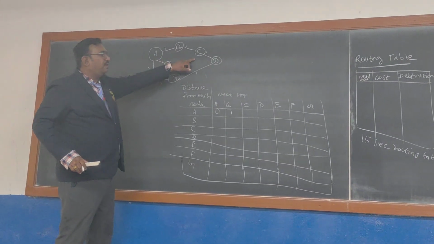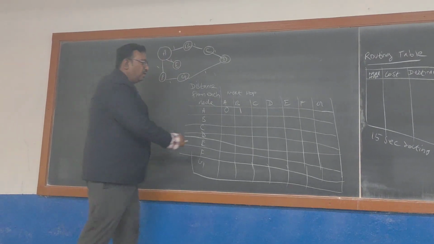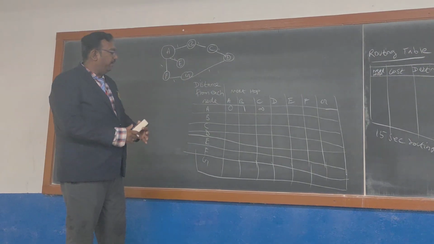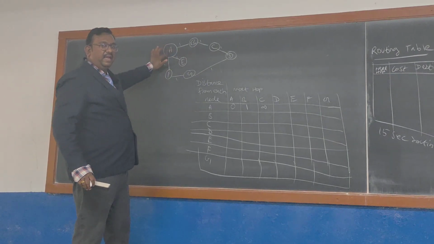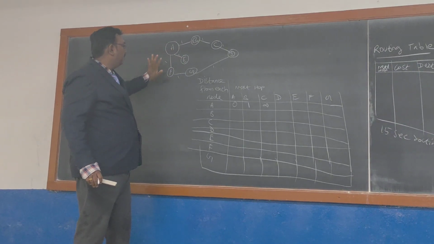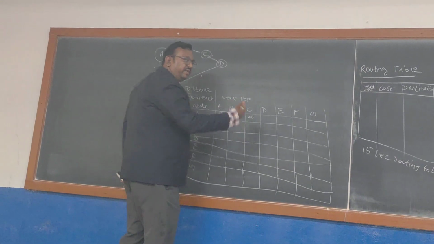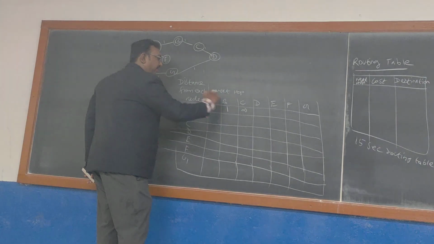From A to C, is there any direct path? No, you don't have any direct path from A to C, so you put infinity. Why? Because from A you only have a path to B, E and F. The other nodes don't have a direct path, so for those you put infinity.